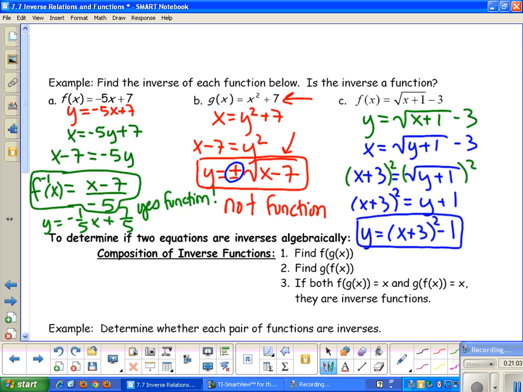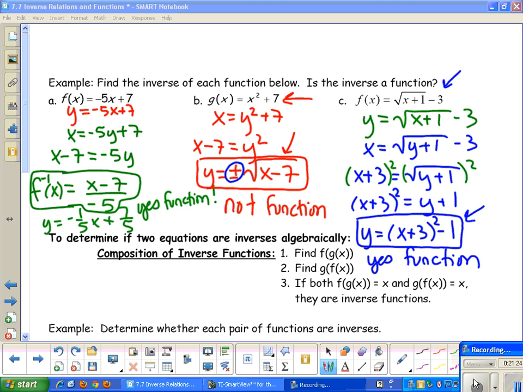So if I were to graph this equation, this right here in my calculator, I know it's going to pass the horizontal line test. This passes the vertical line test, so I know that, yes, this is going to be a function. So yes, function. And again, just plug it into your calculator to look.